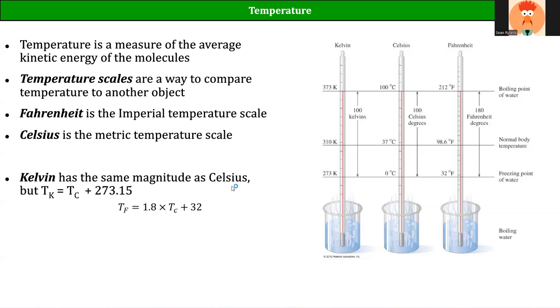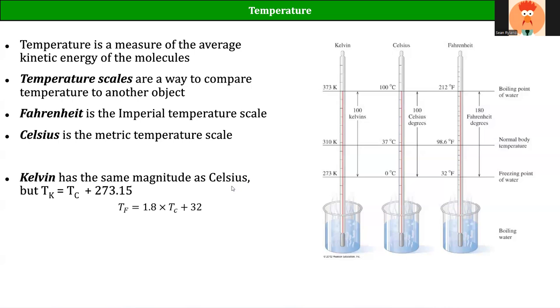So for Celsius, what's zero and what's 100? Anybody know what zero Celsius is? Freezing. Yes, where water freezes. It's a convenient number to use because everybody has to deal with water, right? What's 100 Celsius? Boiling. Does anybody know what zero Fahrenheit is?